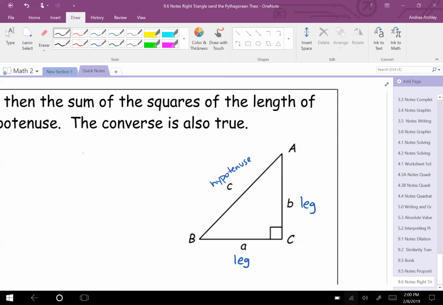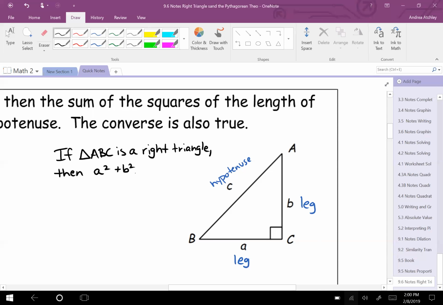So what this theorem states is if triangle ABC is a right triangle, then A squared plus B squared equals C squared.